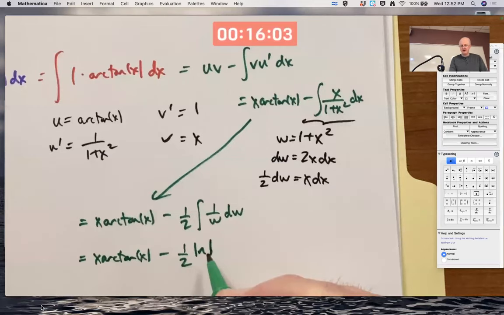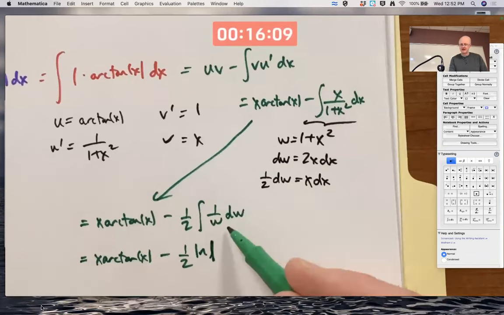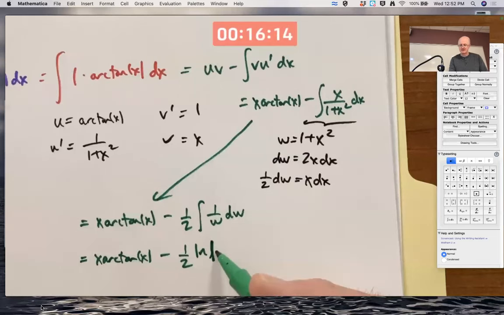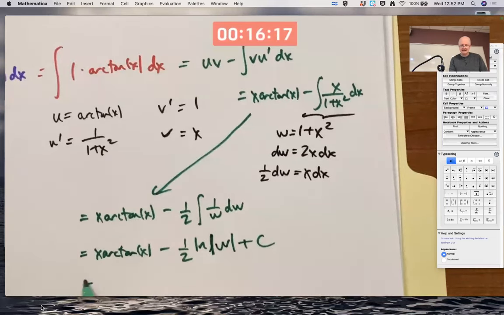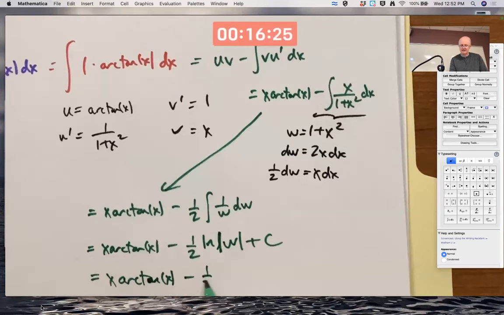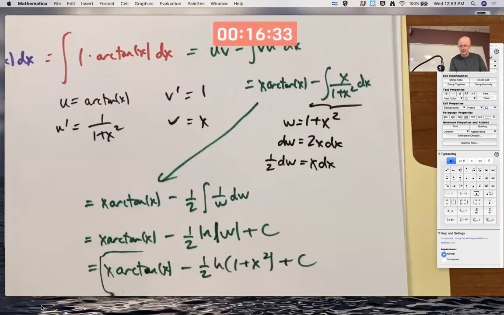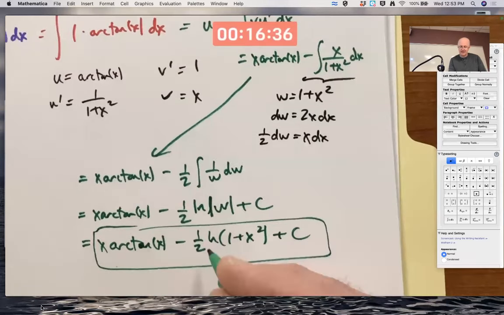Of the absolute value, here you do need absolute value signs. The w here could be positive or negative. Well, in the end, we actually don't need absolute value signs because w is 1 plus x squared, and as long as x is a real number, that's always positive. So I do not need the absolute value signs in the end. It doesn't hurt to put them there. So as a default, you might want to always put them there. But I actually don't need absolute value signs right there, since 1 plus x squared is always positive.